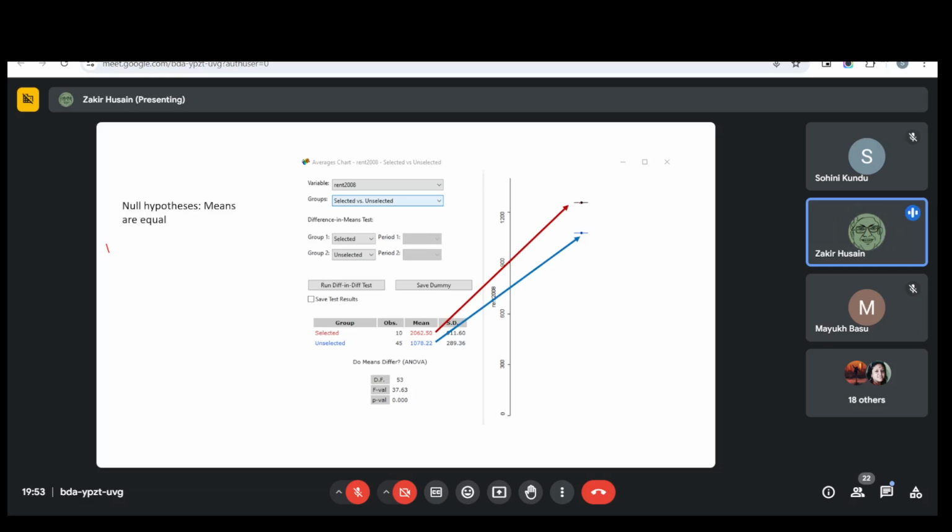And the null hypothesis of ANOVA is that the means are equal. So this is the ANOVA result. The ANOVA tells us that the null hypothesis cannot be accepted. So in other words, Manhattan has a higher rental, significantly higher rental than the other areas.